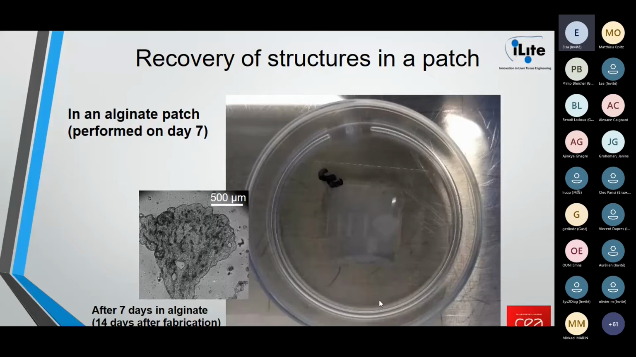And you can see, after 7 days of culture in alginate, a tree that seems to be intact. So we are still developing this way to recover our structure after photopolymerization and maturation in the incubator. But it will be a wonderful tool to perform transplantation or even co-culture systems like this.